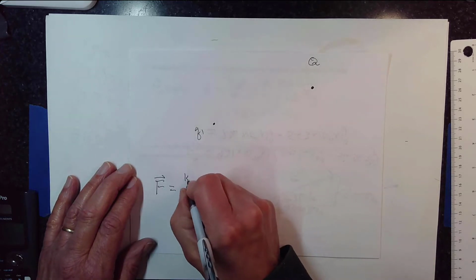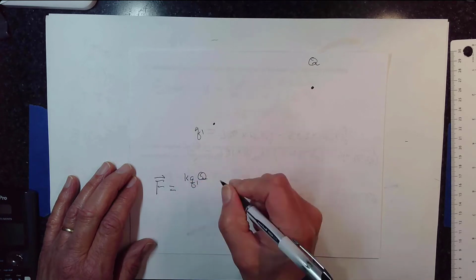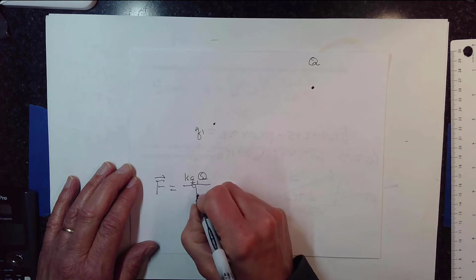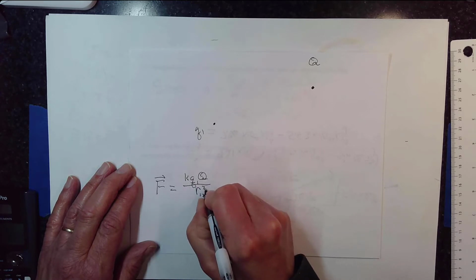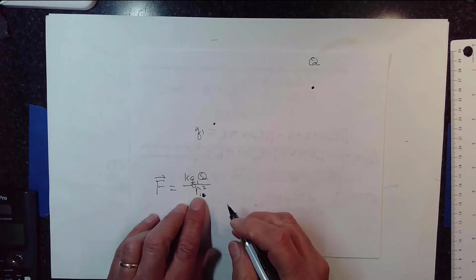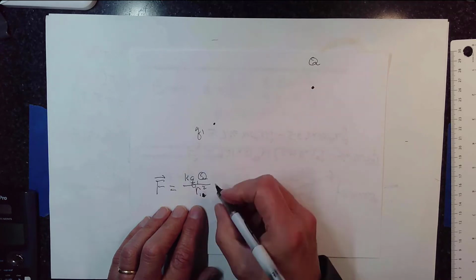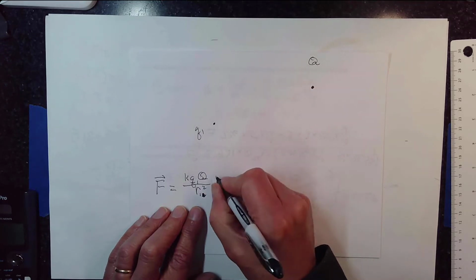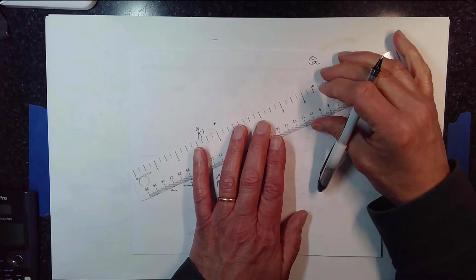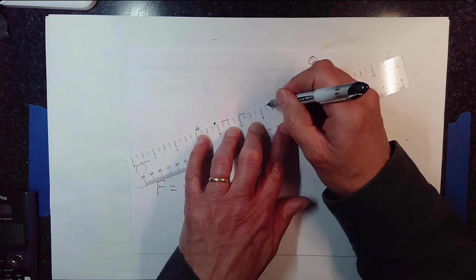It'll be k Q1 Q, whatever its charge happens to be, divided by r12 squared, or r1 squared, I'll just call it that, and it's the distance from Q to charge 1. And then I'll have some r1 hat here that I'll introduce. Okay, and so I'll draw the line between these two, or at least a dashed line between them.